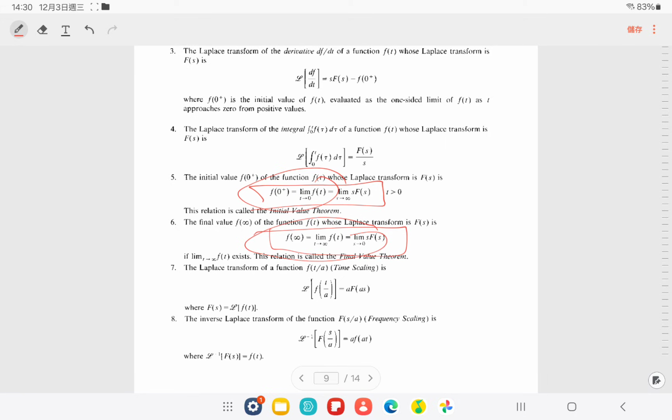Okay, for example, I want to find the steady state error. Then you need to use the final value theorem, lah. For example, I want to know what is the initial value when the function starts. So you need to know the initial value theorem. This is the initial rise, for example. So these two are important.